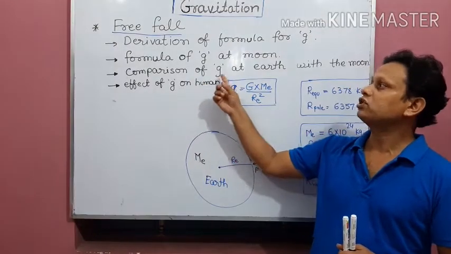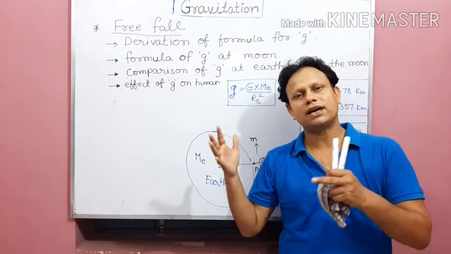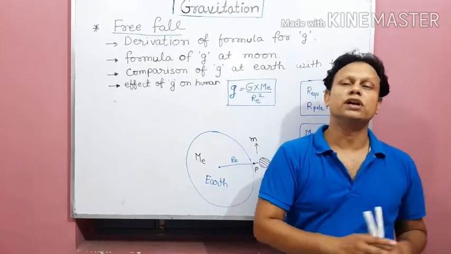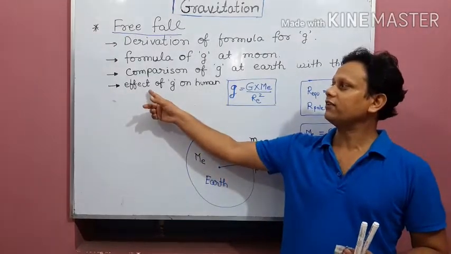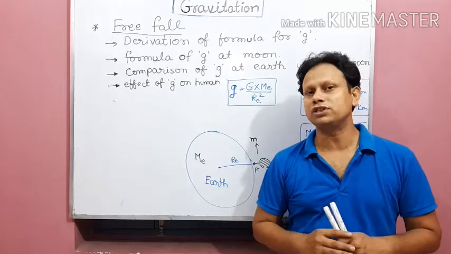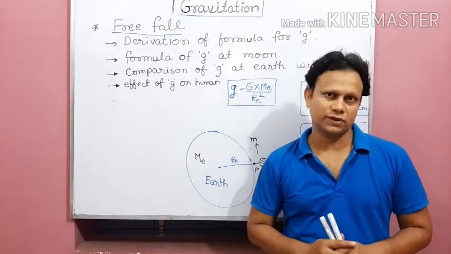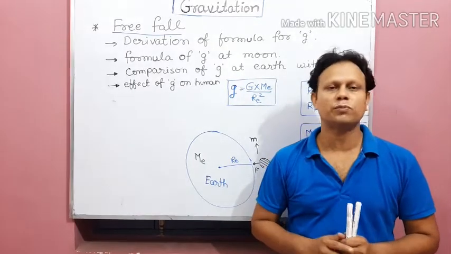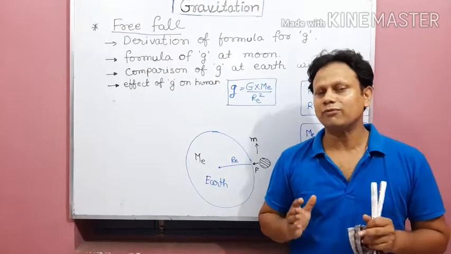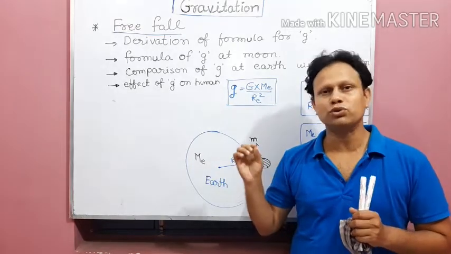Then we are going to compare g at the earth with g at the moon: how much g is there at the earth and what is the value of g at the moon. And then one very interesting topic, the effect of g on human beings. If we increase or decrease the value of g present on earth, then what kind of difference can we perceive? That is also a very interesting topic we should understand. So without wasting too much time, we are going to derive the formula for the acceleration due to gravity.